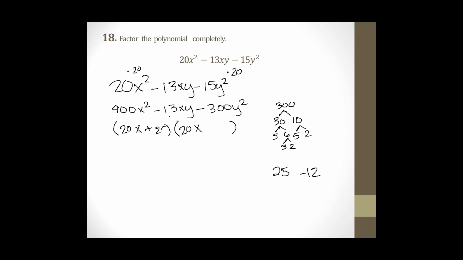Oh, because negative 13. Thank you, Deanna. So we need a negative 13, so the 25 is negative, and the 12 is positive. So we're going to put the 12 first. Okay, and it doesn't matter because they're both 20x.